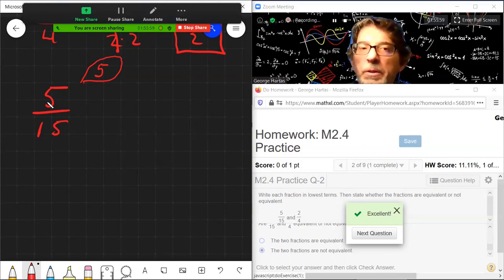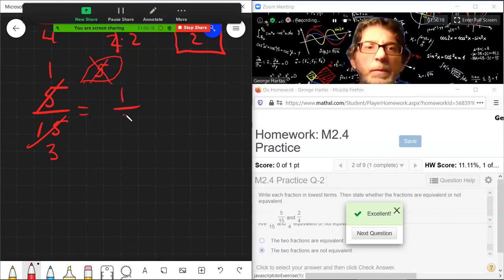This can be reduced. How do I know? Because I know my multiplication tables. 5 divides into 5 1 time. 5 divides into 15 3 times. Cross that out. We got 1/3 left over. And there it is, the 1/3 that we found earlier.